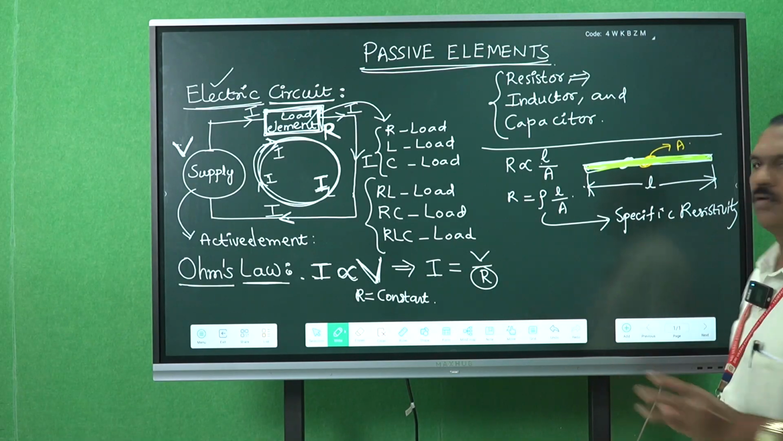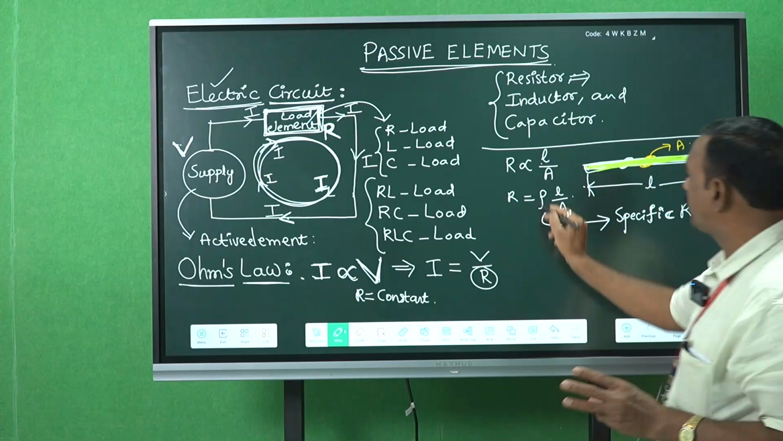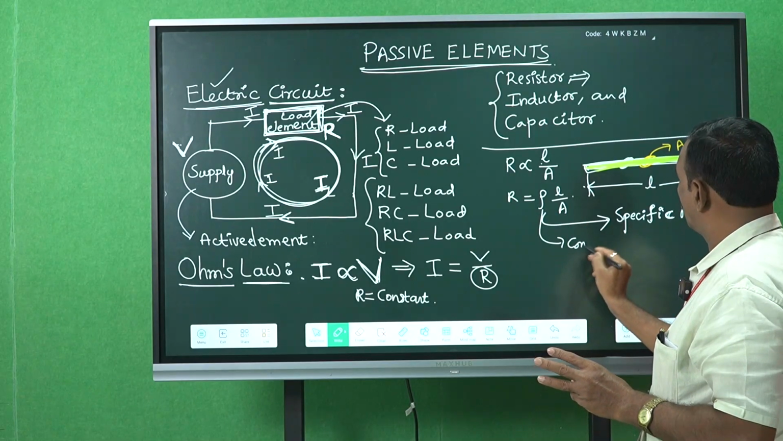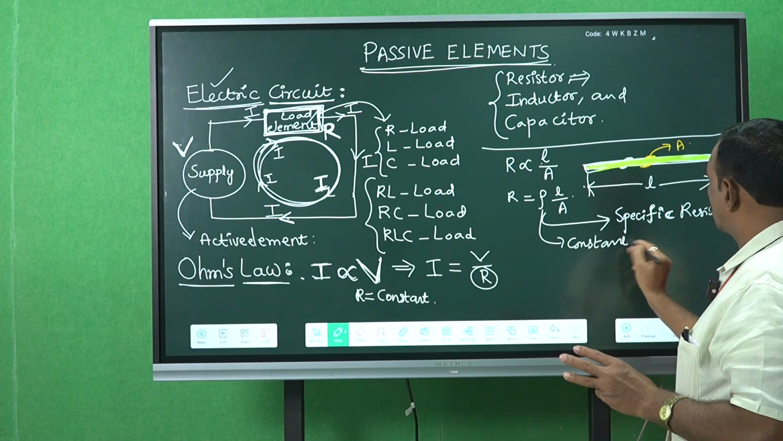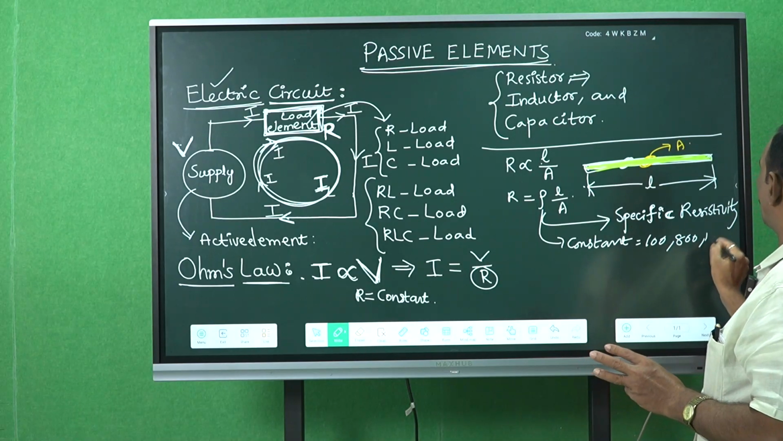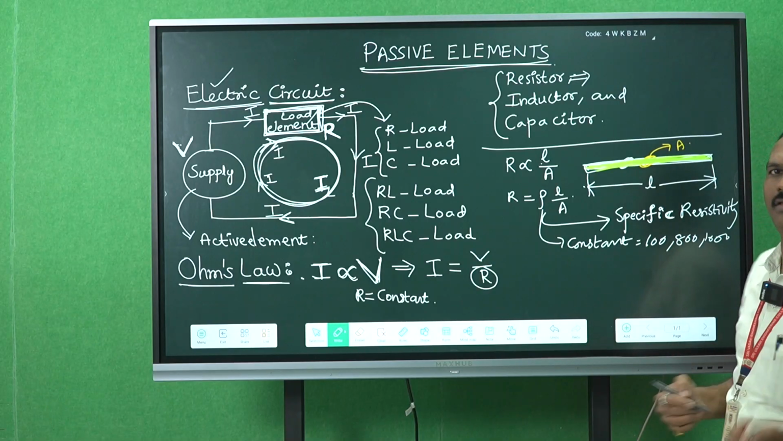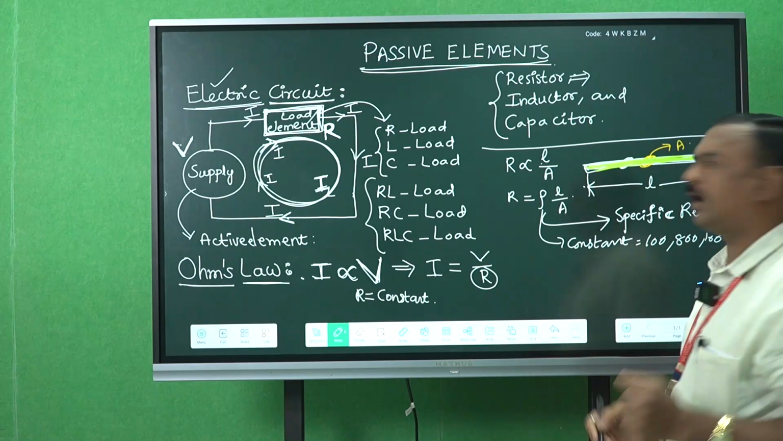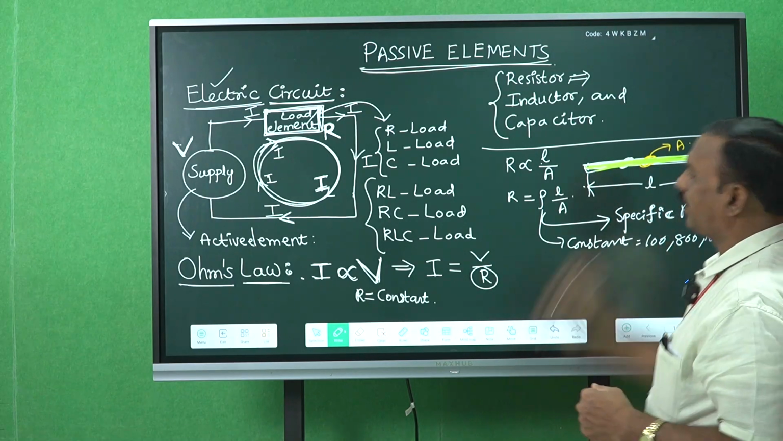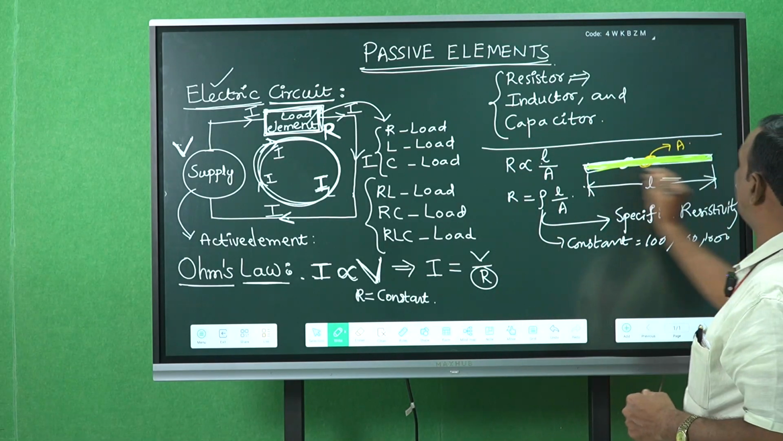Specific resistivity. What is specific resistivity? The specific resistivity rho is constant. The value is either maybe 100 or 800 or 1000 or like that. Why is it 800, 100, 1000 or like that? It means that this is one particular type of conductor. The conductor is either a copper conductor or an aluminum conductor.